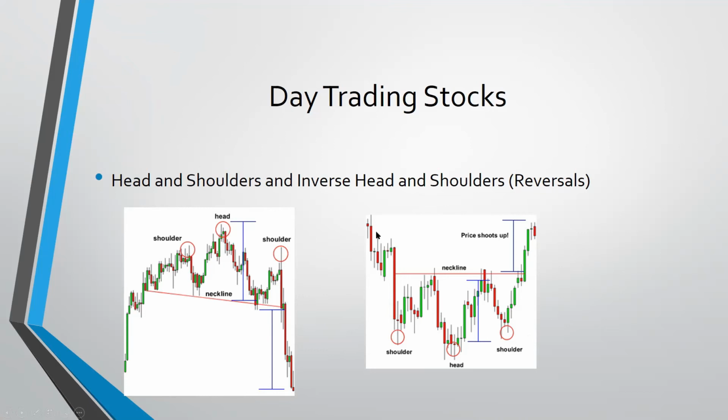Likewise, if a trader recognizes an inverse head and shoulders chart pattern, they can buy the asset right here. The price went down, it went up, it went down, it went up, it went down, it went up. When they recognize an inverse head and shoulders chart pattern is occurring right here, they can buy the stock at this point right here, and they can ride the price movement all the way up.